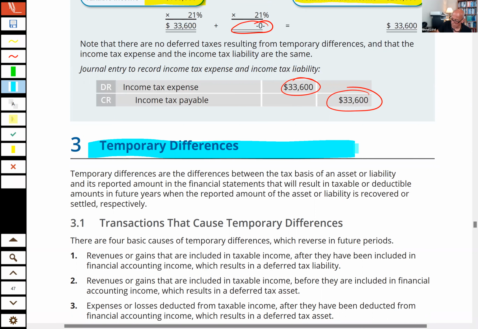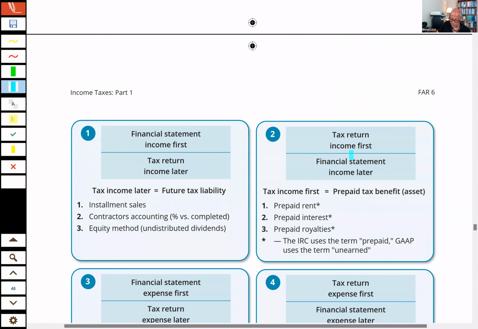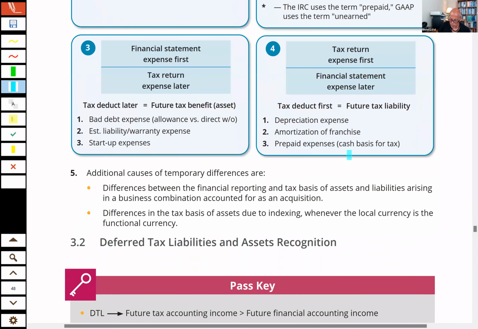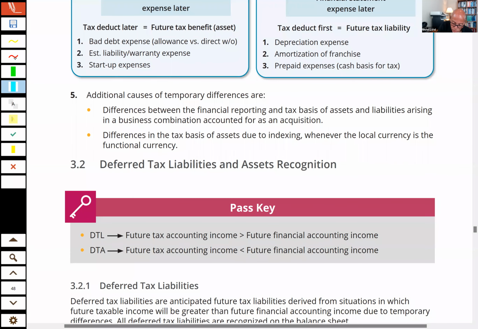So I want to take you straight over to this passkey, because some of this goes on a bit about what generates these temporary differences. And I think you're better off just knowing what the permanent differences are. Let's not cloud our brain. Unless we're seeing one of those things as a permanent difference, we'll know it's a temporary difference. But let's take a look at this passkey that I do like: a deferred tax liability, this DTL, is when future taxable income is going to be greater than future financial accounting income.